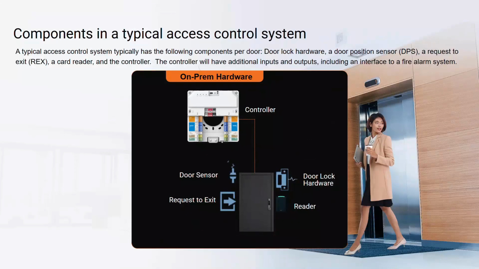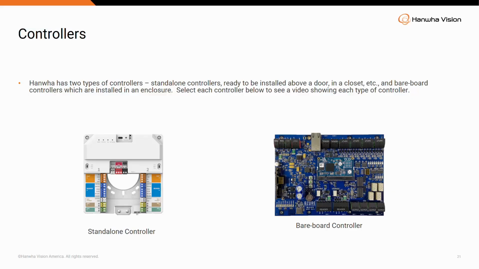So how do you know what to pick? So this is just showing a typical look at a standard access control system. We have a controller of any type that connects to a door sensor, the door lock hardware, the request to exit, and a reader, right? So typically you're going to have all of those pieces connected to a controller for each and every door or elevator. Now, how do you choose which controller?